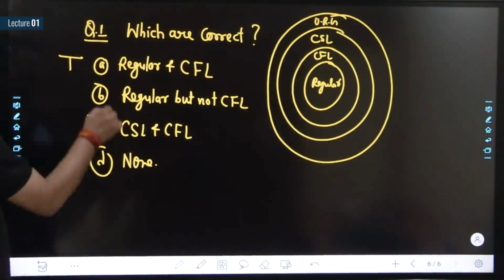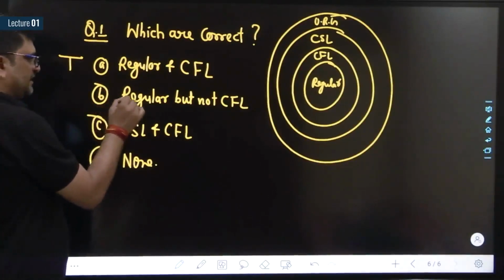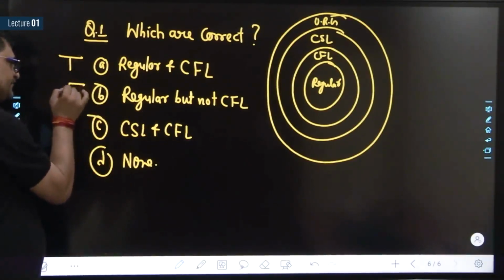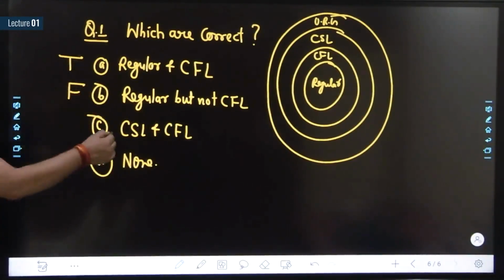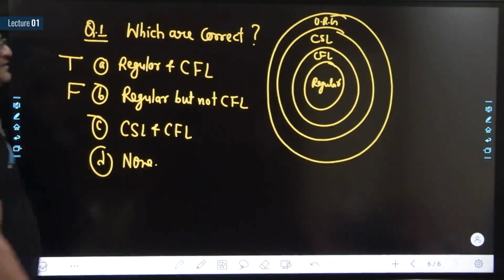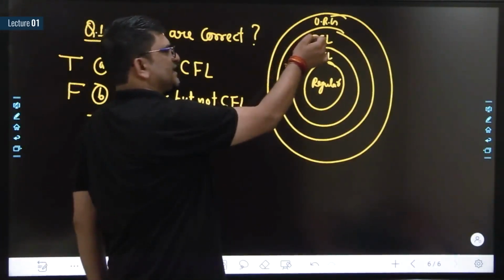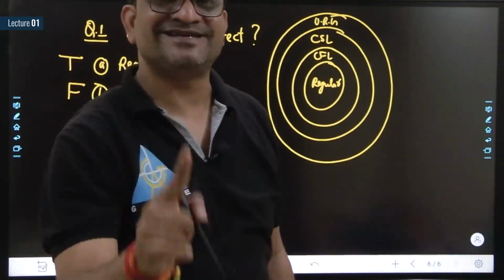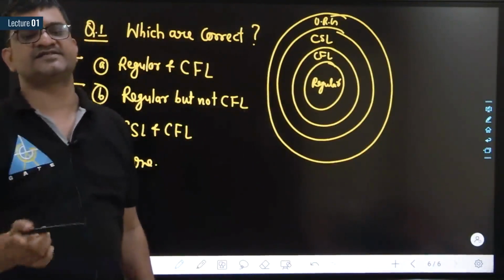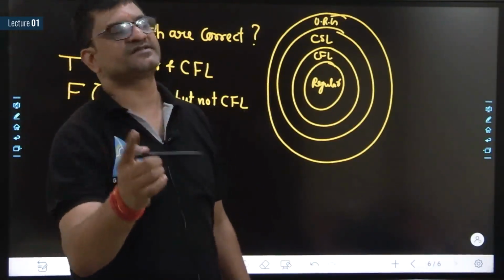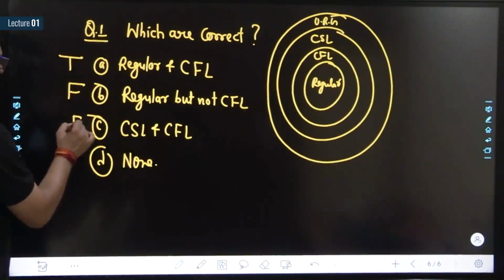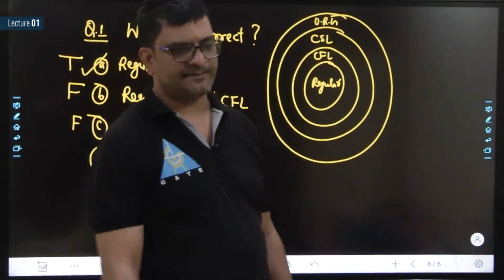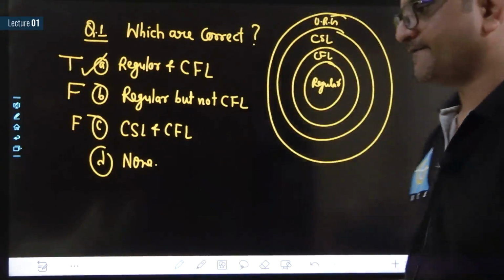Clear? So regular but not CFL is not possible. This is false. CSL and CFL: every CFL is CSL, but the reverse is not true. So this is also false. So the answer is A. Answer is A. Clear? Very good.